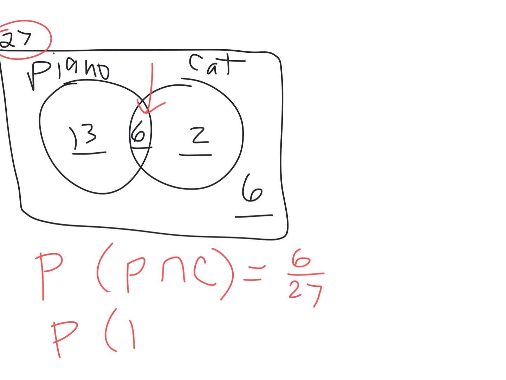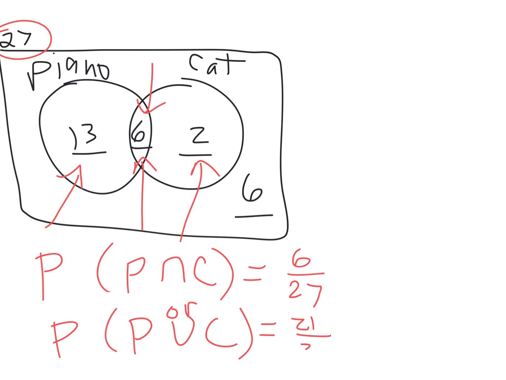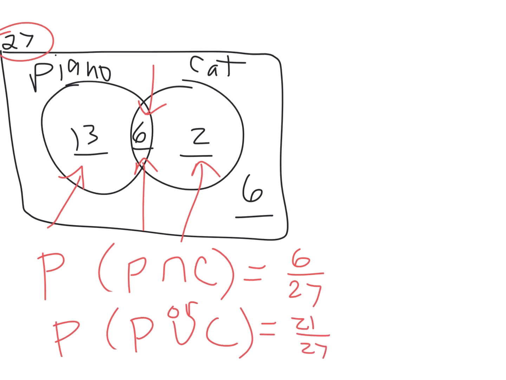Probability of P union C. U means union, and it's or, which feels like a small answer, but it's a big answer. And the way you could say it is, do you have a piano or a cat? And they'd say yes. Do you have a piano or a cat? Yes. Do you have a piano or a cat? Yes. So all of those added together makes 21 out of 27. Raise your hand if you had that one right. Okay, good. You're getting this.